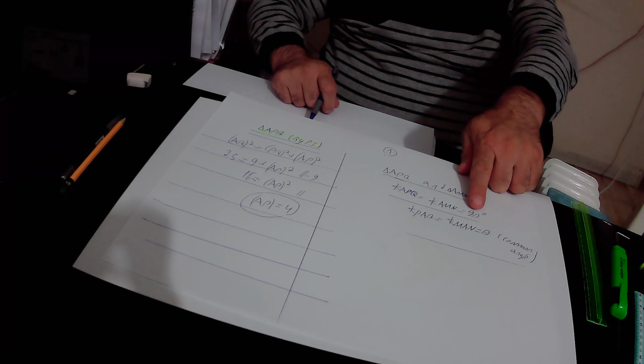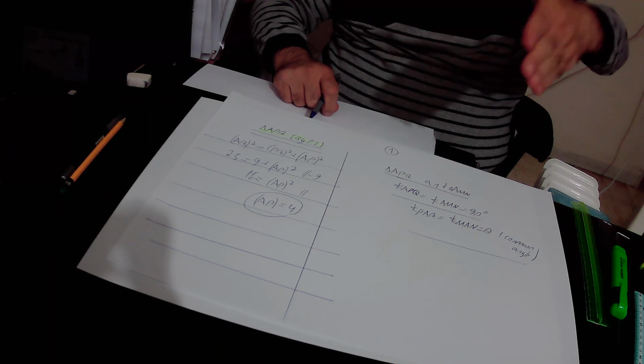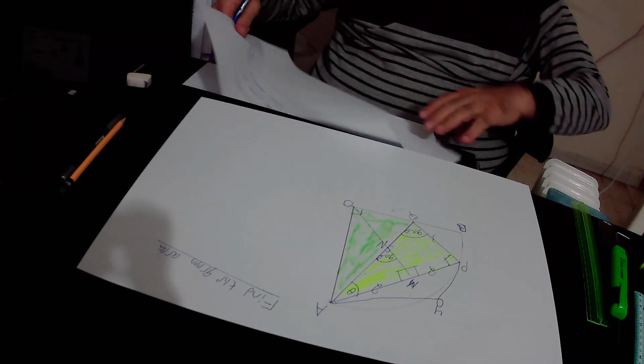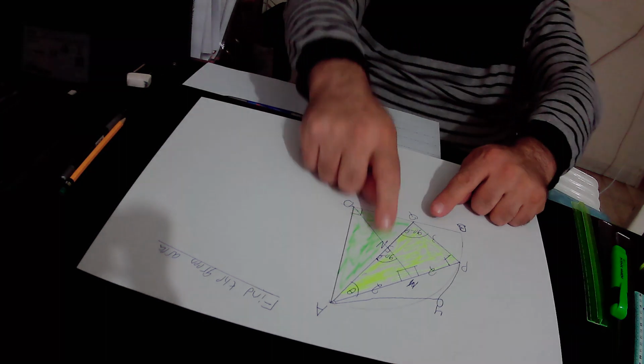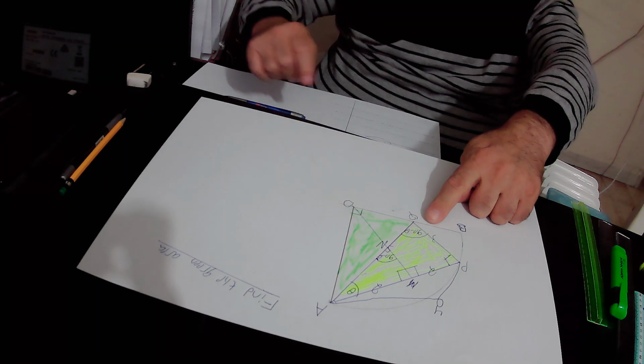Angle PAQ equals angle MAN equals theta. Again, it is a common angle that belongs to both triangles. And finally, those two angles are both equal to 90 degrees minus theta, therefore they are equal to each other.